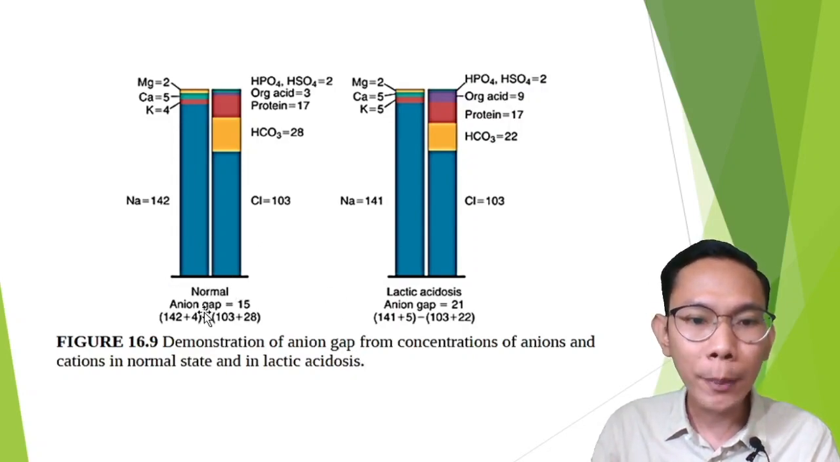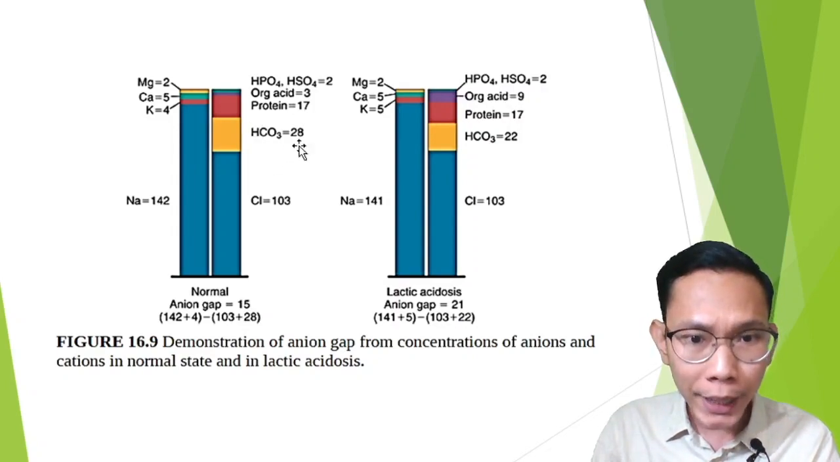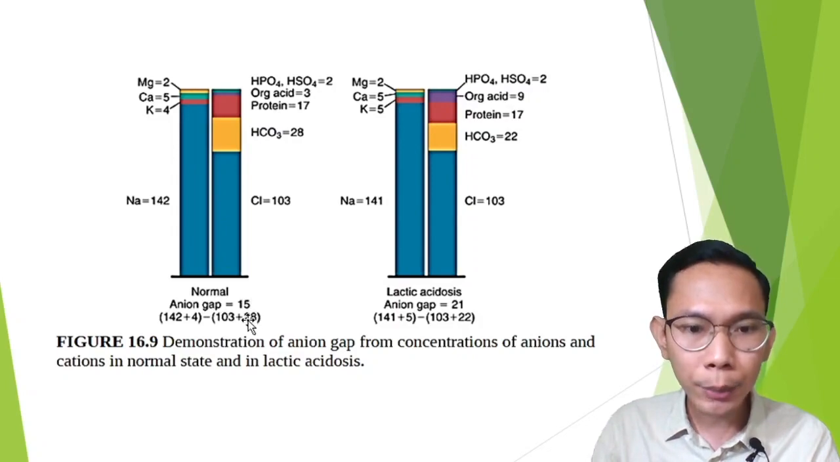For example, when normal, the normal range of our anion gap is between 10 to 20. So this is normal. How was this computed? Remember your sodium. Sodium is 142, plus 4. What is the 4? Potassium. So, sodium plus potassium, 142 plus 4. You subtract that from your chloride plus your 28. Your 28 here is your bicarbonate. So, chloride plus bicarbonate, 103 plus 28. You add, and then you subtract, and you get the value of 15.